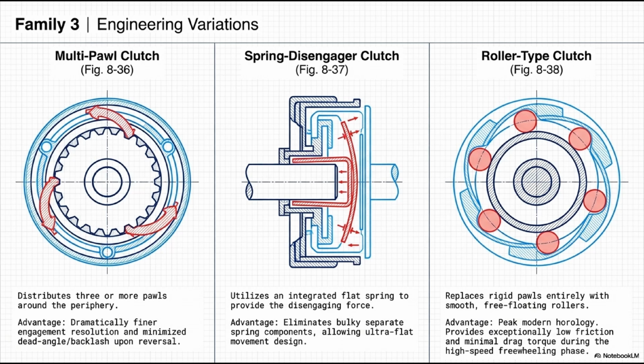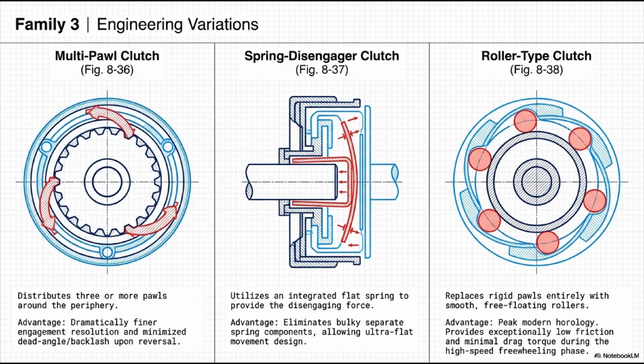On the left is the multi-pawl clutch. Instead of 1 or 2 pawls, it distributes 3 or more pawls evenly around the inner periphery. The advantage? Dramatically finer engagement resolution. By staggering the pawls, one is always mere microns away from locking, which minimizes the dead angle or backlash when the rotor reverses, capturing even the tiniest micro-movements of the wrist.